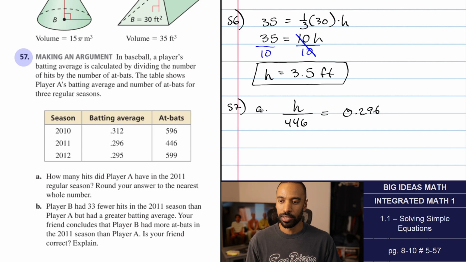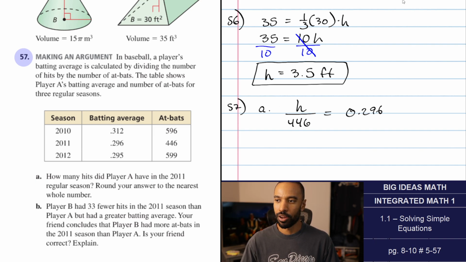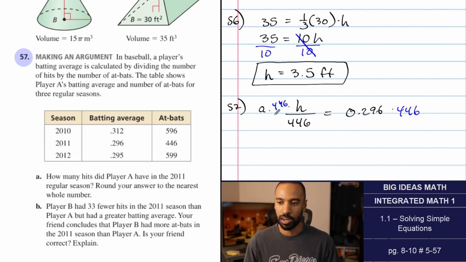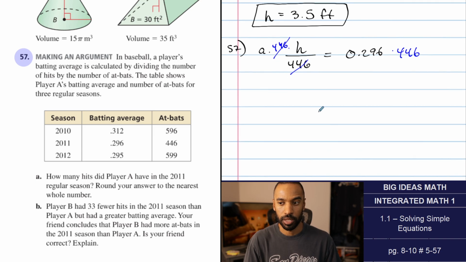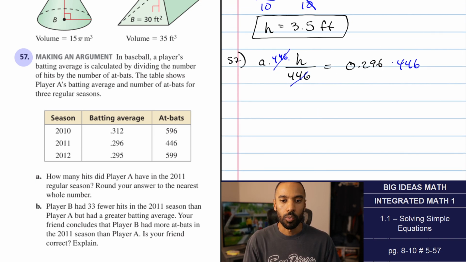If we multiply both sides by 446, I'll just do it right here, where it makes the most sense as far as canceling. 446, we get a value. This is my one time I really got to go to the calculator. So 0.296 times 446, and we're getting 119.974. I'm going to round that up to 120.